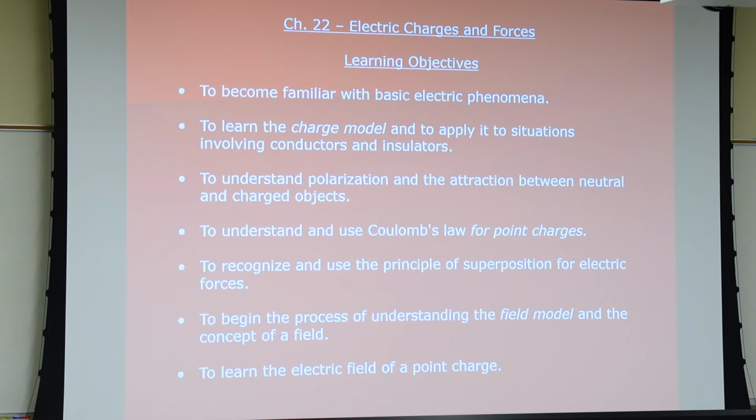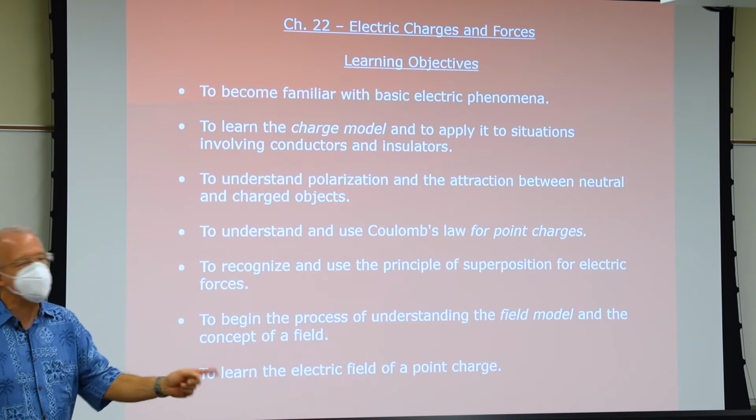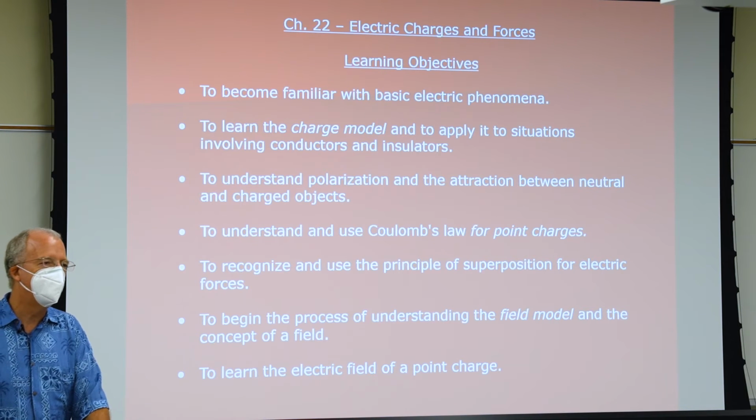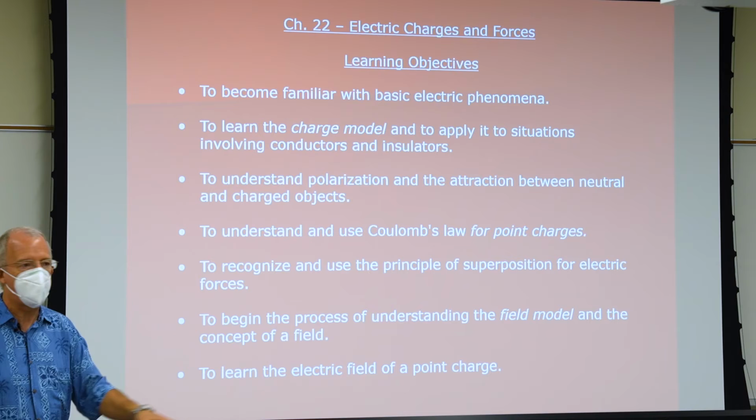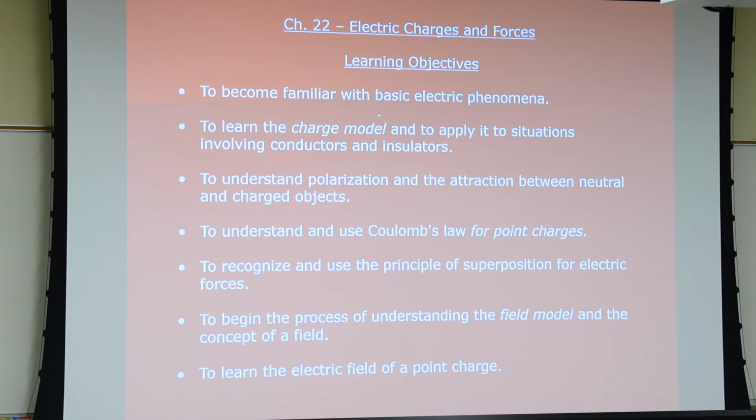Charge model. Okay, what's a conductor? What makes a conductor a conductor? What makes an insulator an insulator? What happens in a conductor that doesn't happen in an insulator? Mobility of charge. That's all there is to it, okay? Mobility of charge. Polarization, well, it says right here: polarization is the attraction between neutral and charged objects.